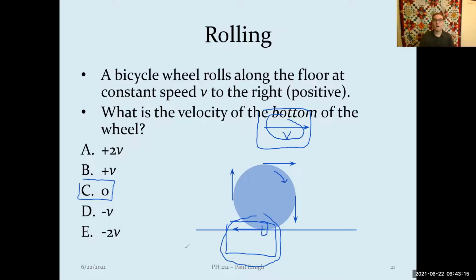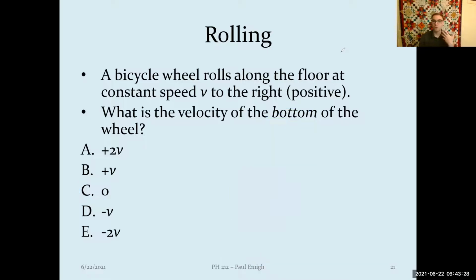On the other hand, as a quick example, you can look at the top of the wheel and see that that point actually is moving quite fast. 2v, right? 1v from the center of mass and another v from the rotational motion. This overall is called rolling motion.